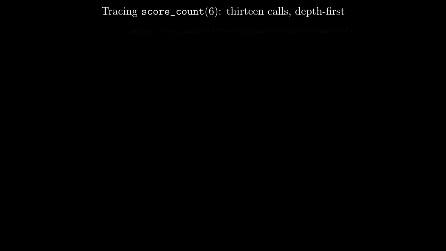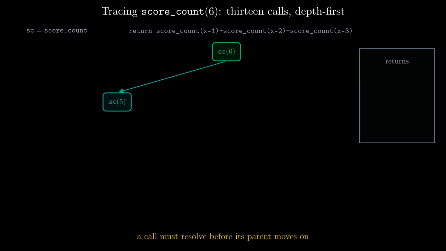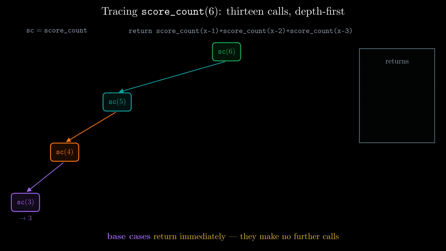The trace works like the Fibonacci trace, except 3 paths must be explored before each call can return. A score of 6 first explores a score of 5. 5 is a function call, so it must be resolved before 6 can touch its other branches. 5 explores 4. 4 hits pure base cases, 3, 2, and 1 return immediately, so 4 returns a count of 6.